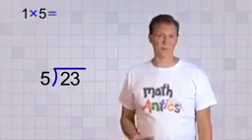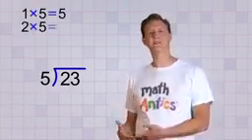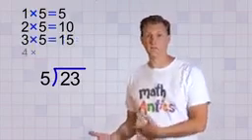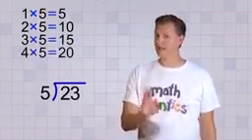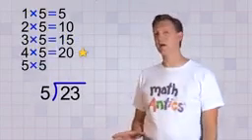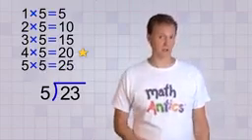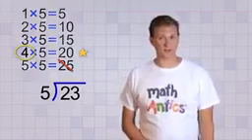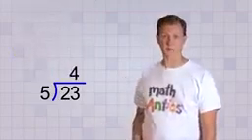Well, 1 5 would be way too small. 2 5s is 10, that's also too small. 3 5s would be 15, 4 5s is 20. Oh, that sounds promising. Now 5 5s is 25, and that would be too much. So it sounds like 4 is a really good number to pick for our answer. So let's put that on the answer line.